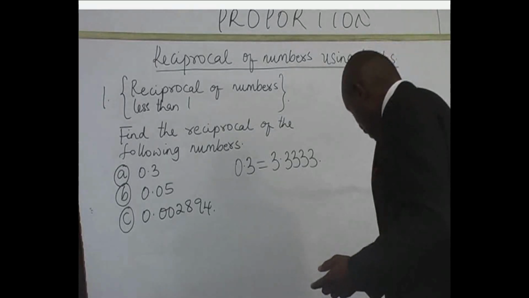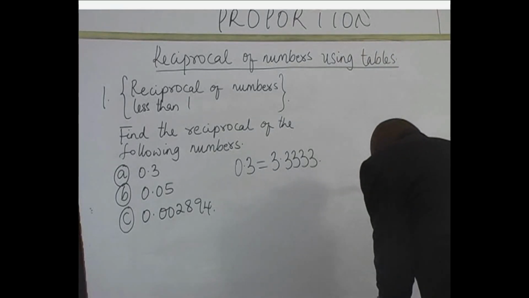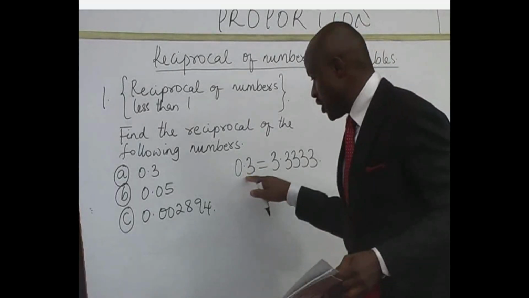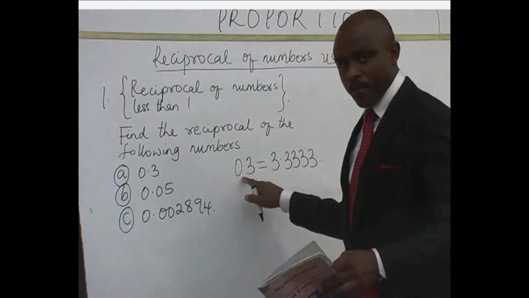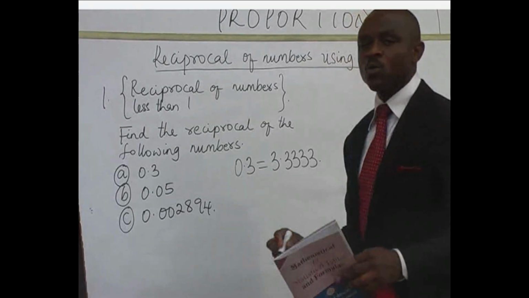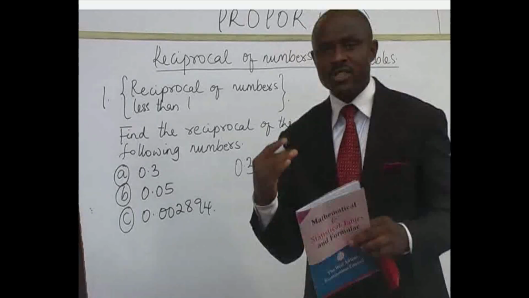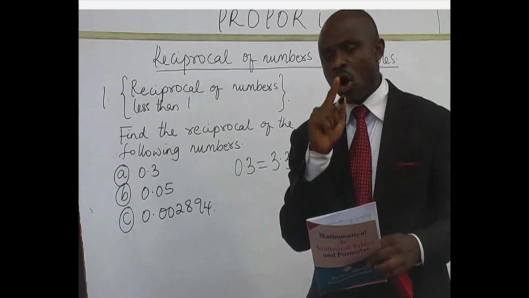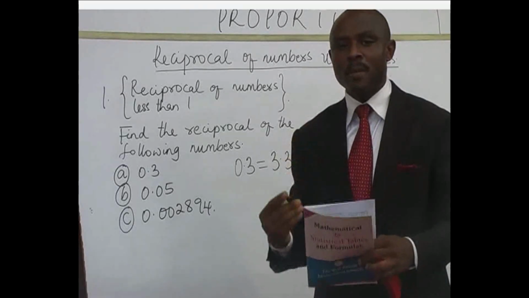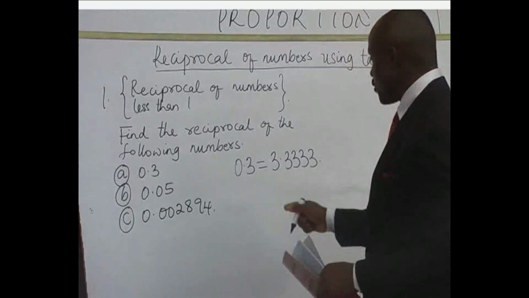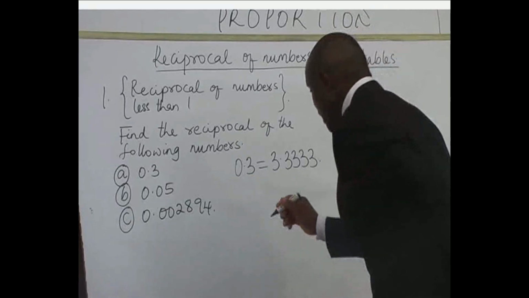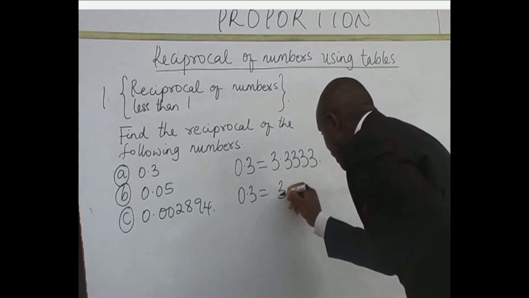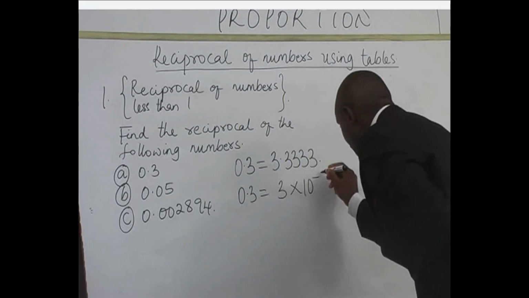Now, using our 4-figure table, the first thing you do here is change this number 0.3 to standard form. That was why I first treated standard form before this topic. Now I know you understand how to write numbers in standard form. So if you are to write 0.3 in standard form, 0.3 will now become 3 times 10 raised to power minus 1.